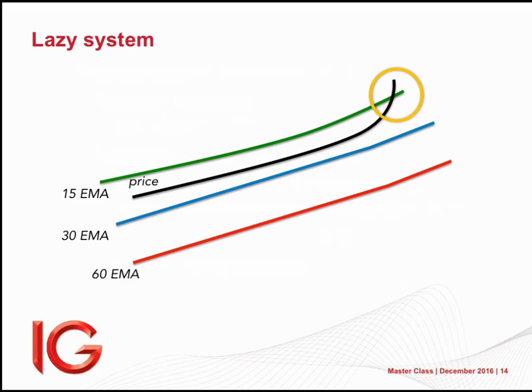30 and 60. Price cuts up through 15. If price was already above 15, you do nothing. If price is below these two, doesn't matter. These two, you don't care about. It's the 30 and the 60 relative to each other, and the 15 and the price relative to each other.